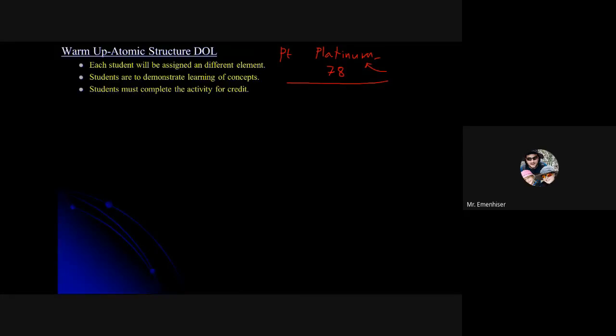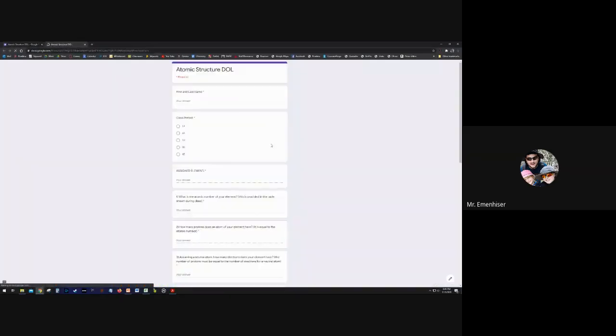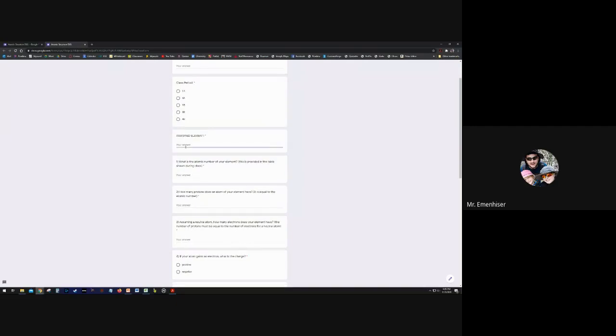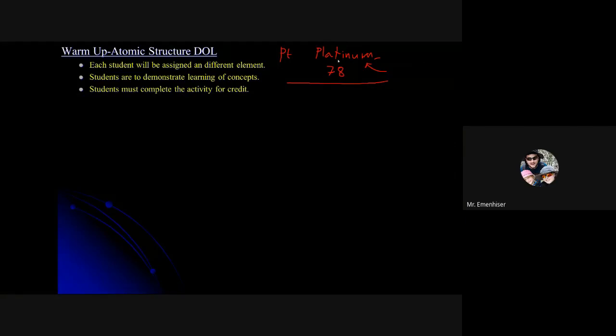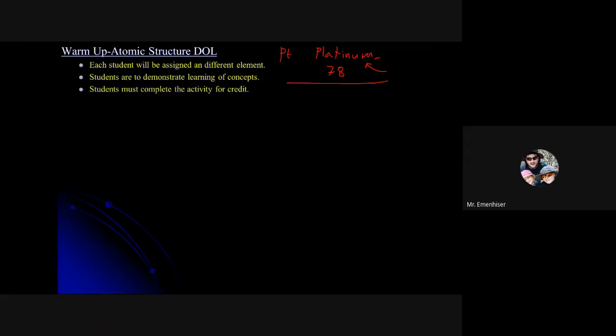Once you know your element, we're on the question here that says assigned element, this one. We're going to type platinum. Okay, what is the atomic number of your element? Well, if I go back to my presentation, it's element 78. Okay, and if you go back to the thing here, atomic number is right here. So if I was Harold, I would be element number 13. That's my atomic number. Excuse me. So my atomic number is 78.